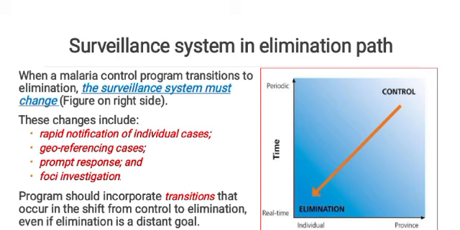Surveillance system in elimination phase. When a malaria control program transitions to elimination, the surveillance system must change. This change includes rapid notification of individual cases, geo-referencing cases, prompt response, and FOCI investigation. Programs should incorporate transitions that occur in the shift from control to elimination, even if elimination is a distant goal.